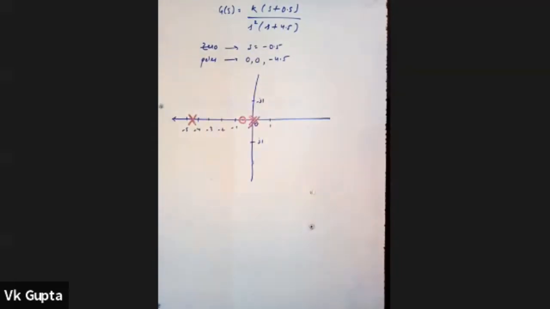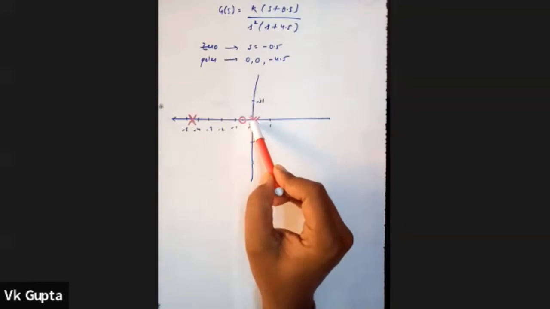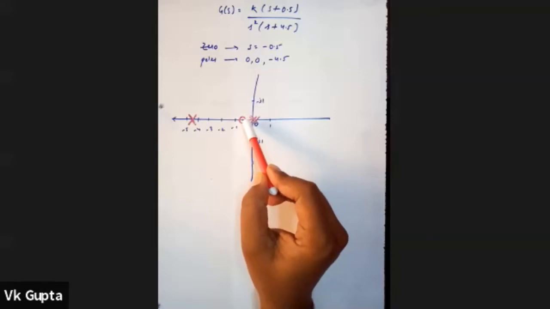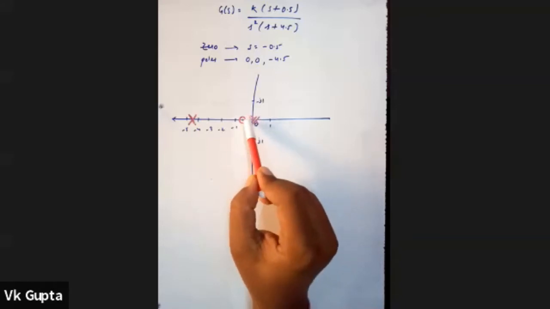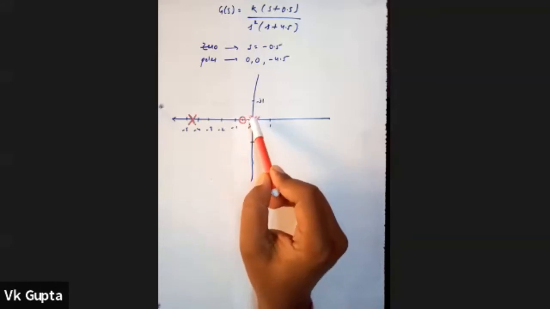Now, having done this, let us find out which points lie on the root locus on the real axis. That is step number 3. See carefully. We have two poles on 0, so the point between 0 and minus 0.5 does not lie on my root locus because there are two poles to the right side of all these points.